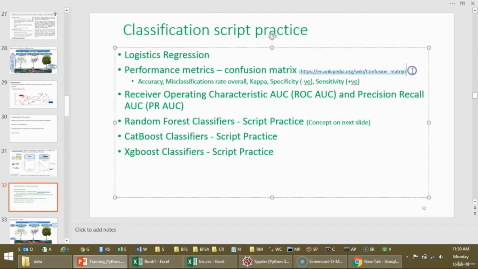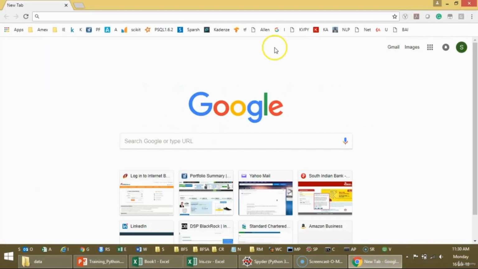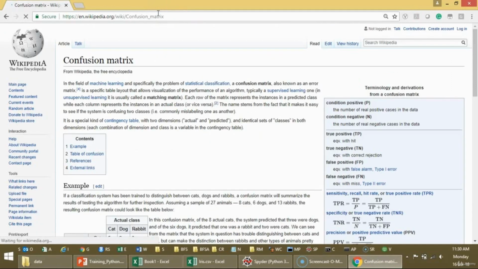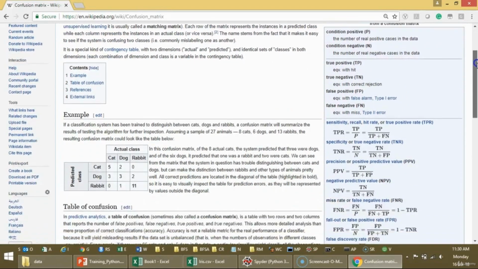One thing more, if you want to see why it is called the confusion matrix: it is one of the matrices that has the capability to confuse most people. See, this is the definition on Wikipedia. Plus, on the right side, if you notice, see the kind of matrices it has. Huge.